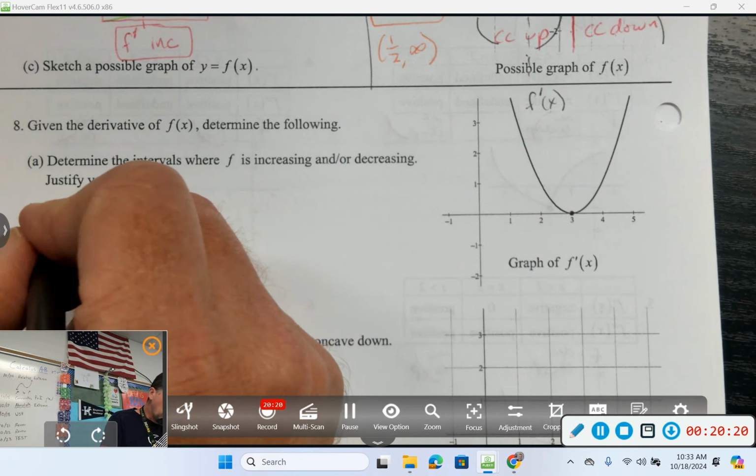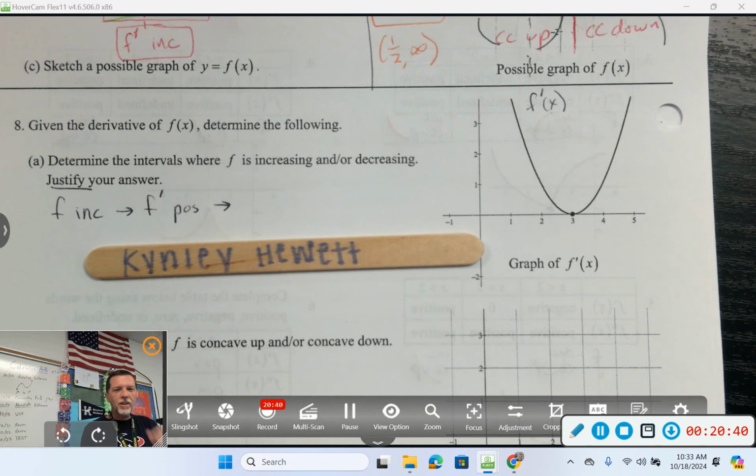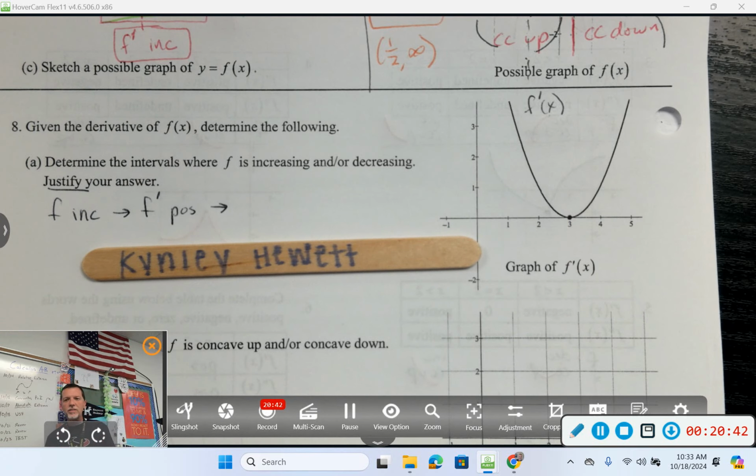F is increasing where f prime is positive. That's true. So, Kinley, on that graph, where is f prime positive?